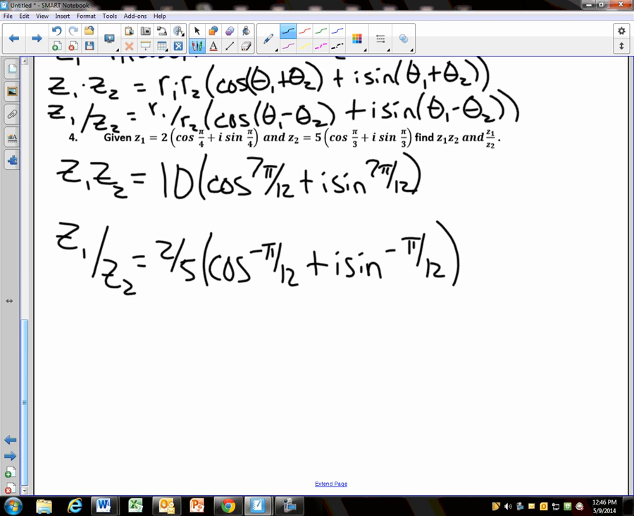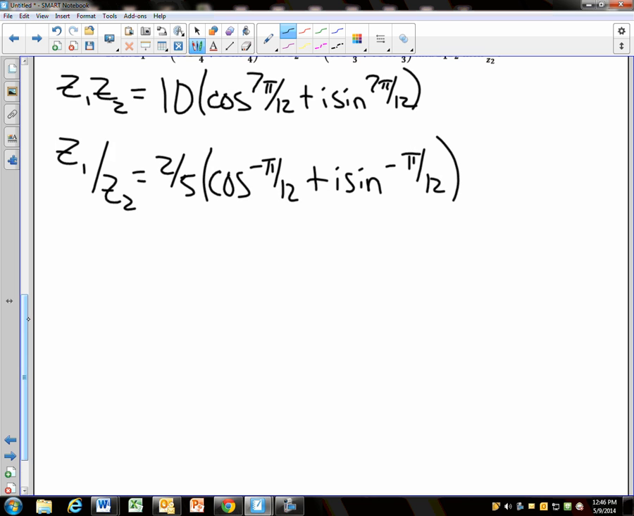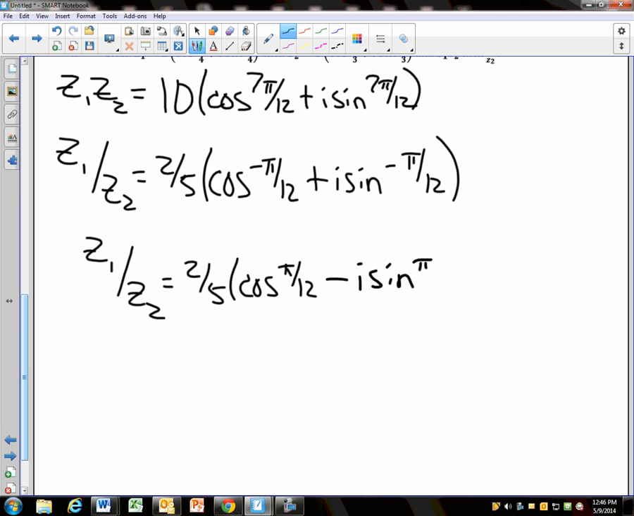Do we leave the negatives? No. What happens to cosine of a negative? Just becomes positive. What becomes of sine of a negative? Switch it out front, right? Isn't that cool? That's it. That's all I want you to learn today. Can you put numbers in a trigonometric form, and can you then multiply and divide them? That's it.